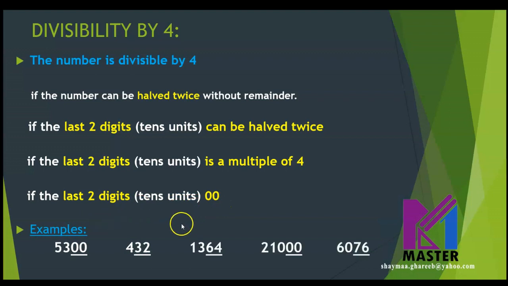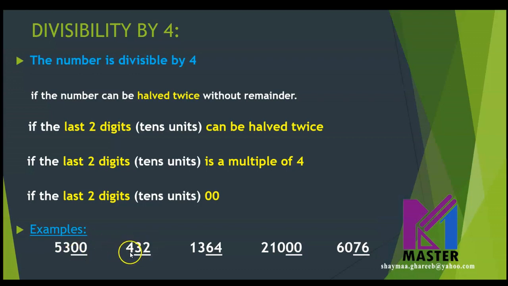For examples, look at these numbers here. The first number, 5,300, ends with 0, 0, so it is a multiple of 4 or divisible by 4. Why? Because if the number is ending with 0, 0, it means it's a multiple of 100, and 100 is a multiple of 4.